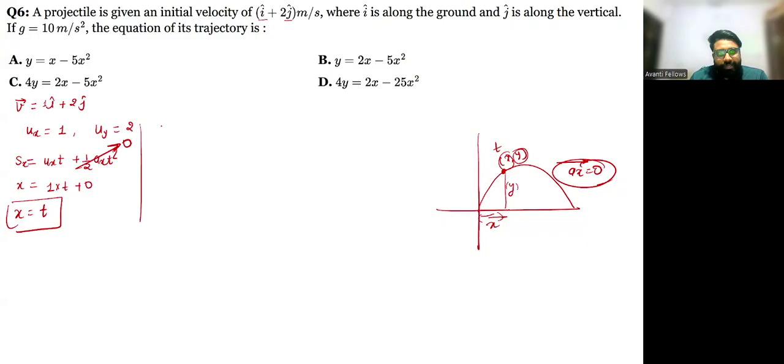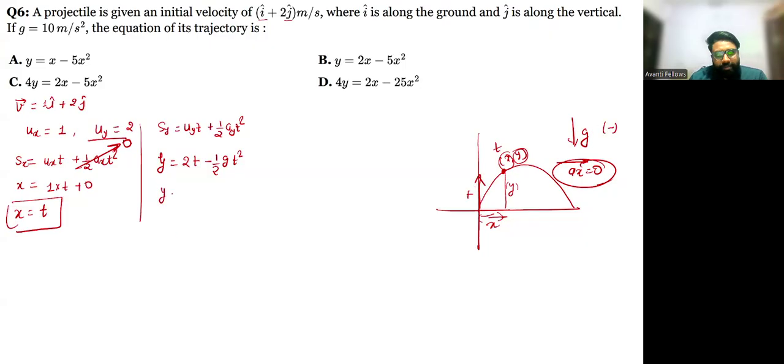Now it's done for y. So Sy is equal to uy t plus 1 by 2 times ay t square. Now Sy is y, uy is 2, and time is t, minus 1 by 2 times g t square. Why minus? Because gravity is acting in the downward direction, and the velocity that we have taken upward is positive, and the downward side we have taken as negative.